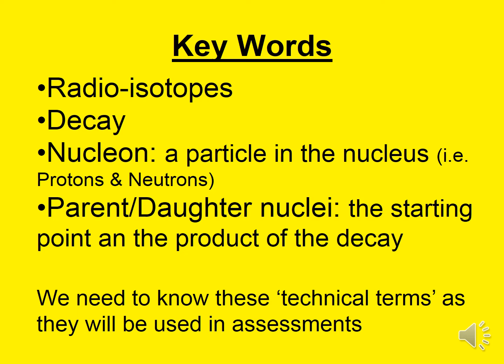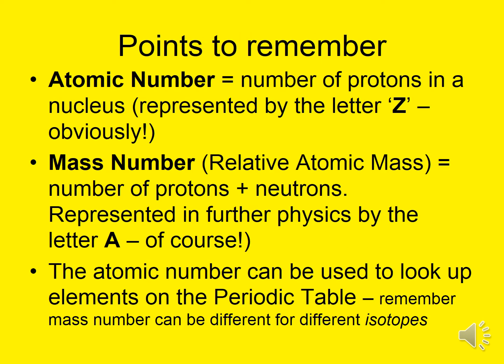So we need to know those technical terms, because that's how this work will be referred to when it finally matters. Other points to remember: the atomic number is the number of protons in the nucleus, and of course, counterintuitively, we represent that by the letter Z. And the mass number, which the chemists would prefer you to call relative atomic mass, is the number of protons added to the number of neutrons in the nucleus. And naturally, that is given the letter A. Not worried too much about that; it tends to come later in physics, but I do refer to it in this presentation.